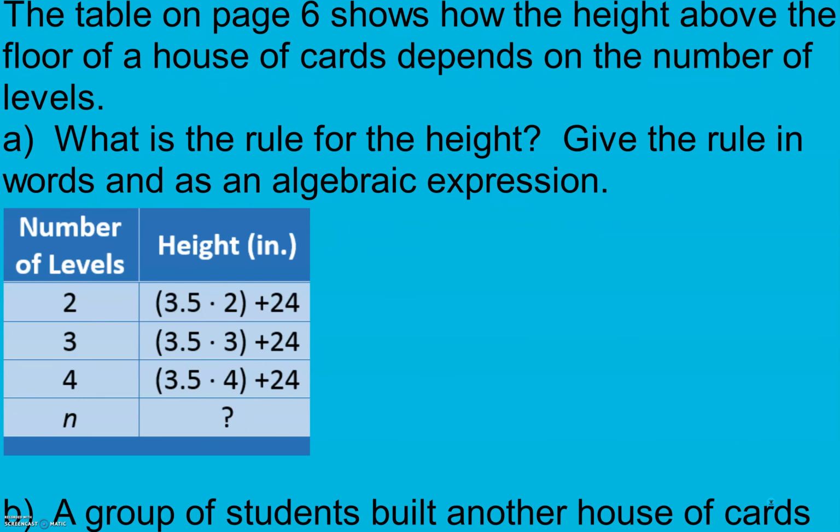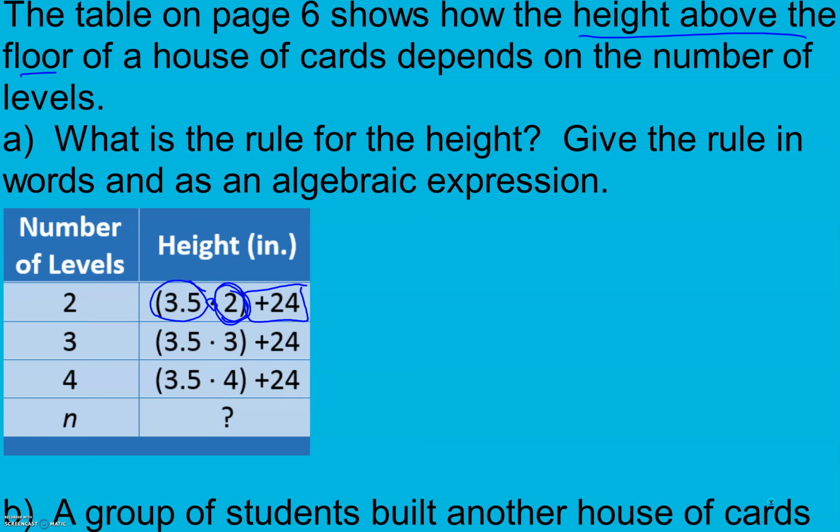Give the rule in words and as an algebraic expression. So if we look here, there's a table, and then on the table is where the house of cards is built. Each card is 3.5 inches tall, and the table is 24 inches tall. So to figure out the rule for the height, we're going to take the height of a card times how many rows there are, or levels. And then don't forget that we have to add on the height of the table, because we want to know the height above the floor.